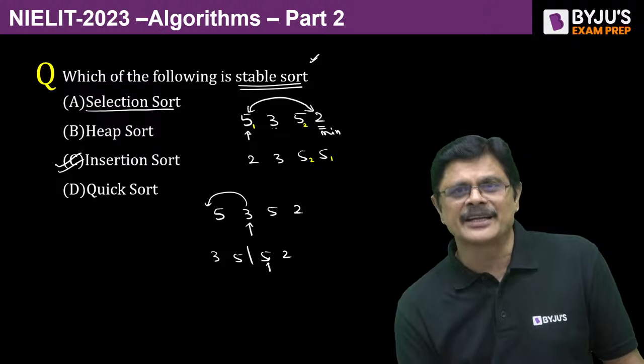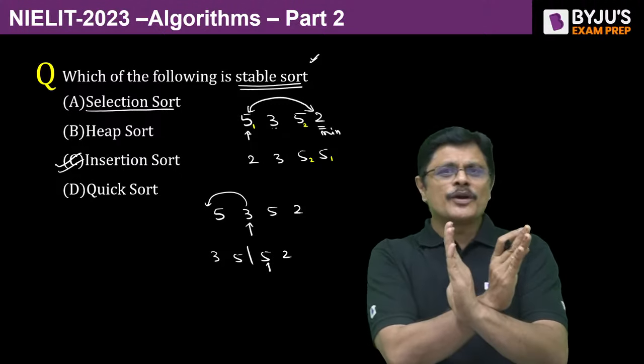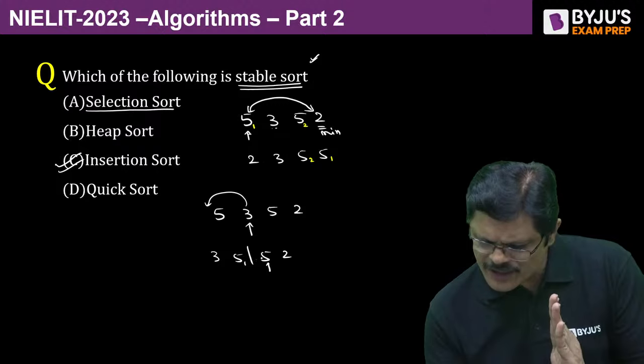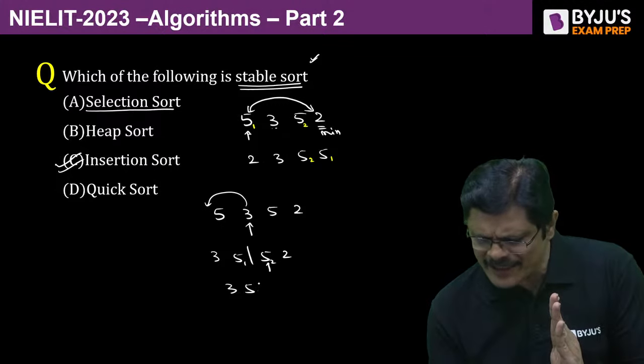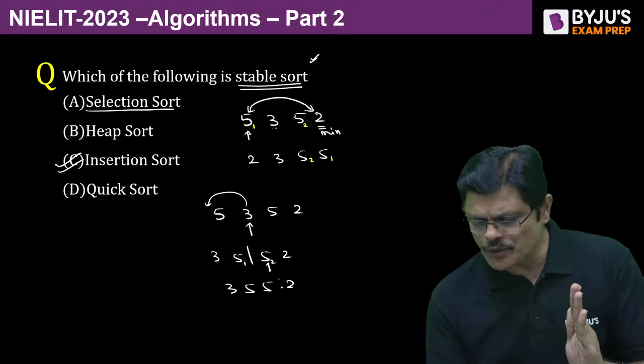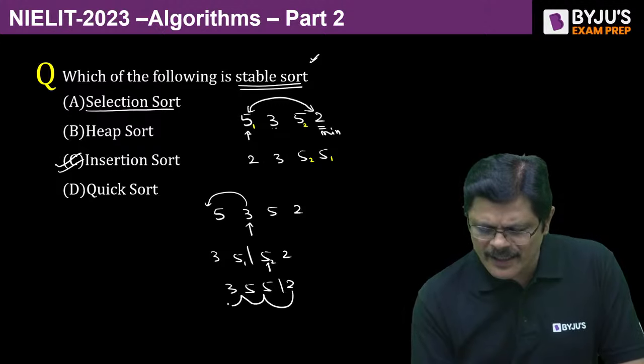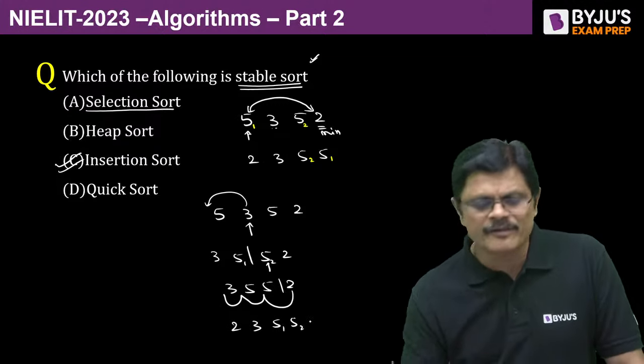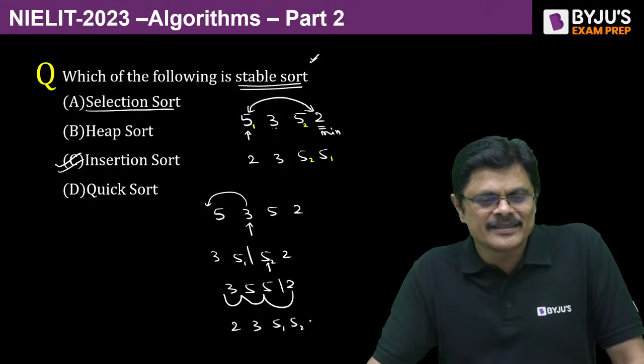This element is taken. If it is less than, it is moved to the left. If it is equal, we ignore. So 5 will be placed here itself. So this 5 and 5 2, their order will be maintained there only. Now comes 2. Now 2 is compared, and this 2 comes here. 2 3 5 5. The relative order of the equal keys is maintained.